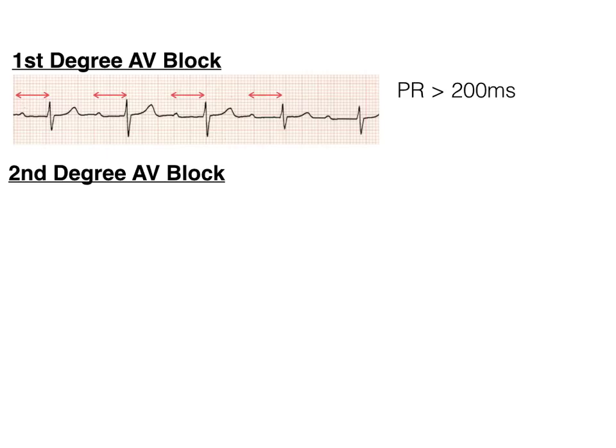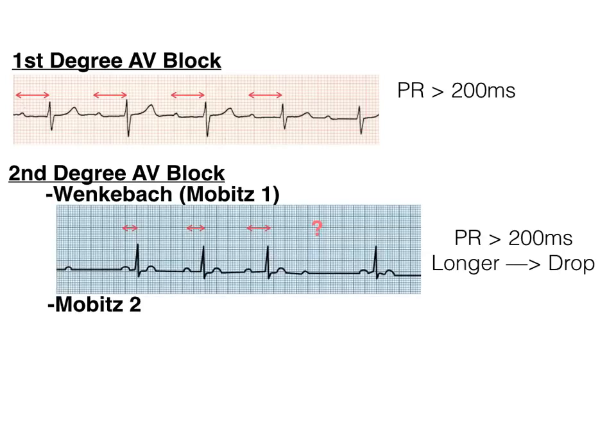Now for second degree AV blocks, there's two types. The first one is called Mobitz 1, also known as Wenckebach, and the second one is known as Mobitz 2. Now you do have to know the difference, but I have a nice little memory hook or mnemonic for you that'll help you out. A Wenckebach block looks like this. And what happens is the PR interval gets progressively longer before a QRS is dropped. So usually there's about 2 to 4 beats and then you drop a beat or you drop a QRS.